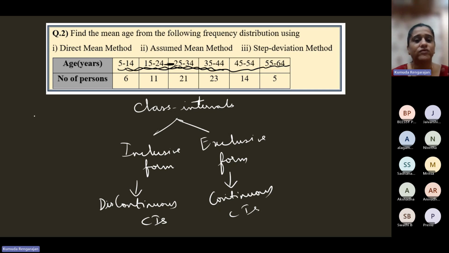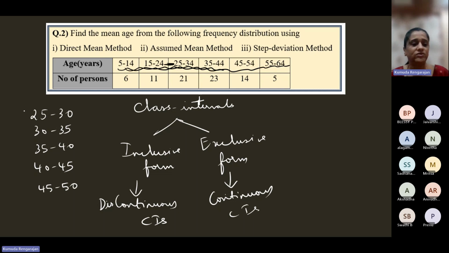Now, this is an example of class intervals of the exclusive form. Say you have 25 to 30, 30 to 35, 35 to 40, 40 to 45, 45 to 50 and so on. Can you see the class intervals are continuous? 25 to 30, it continues from there. 30 to 35, 35 to 40, 40 to 45, there's no break. Continuous class intervals.